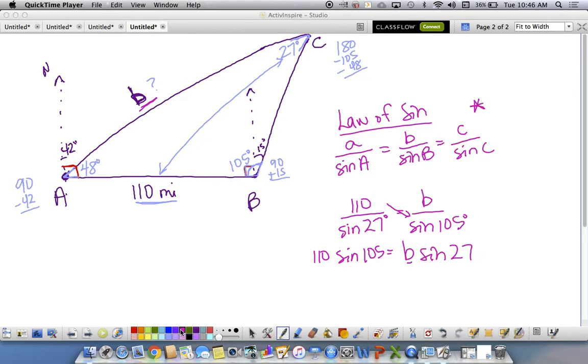How do we solve for B? We're going to divide by sine 27. Those are going to cancel. I'm going to plug all this into my calculator. 110 sine 105 divided by sine 27. We're going to get approximately 234 miles.